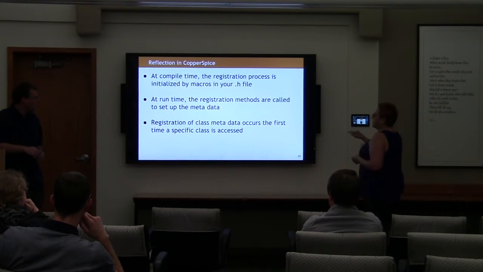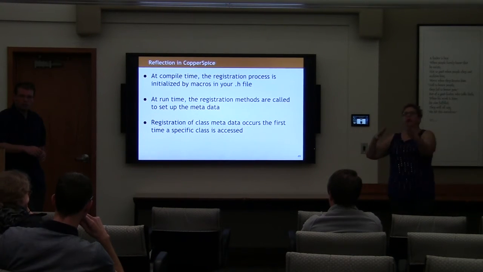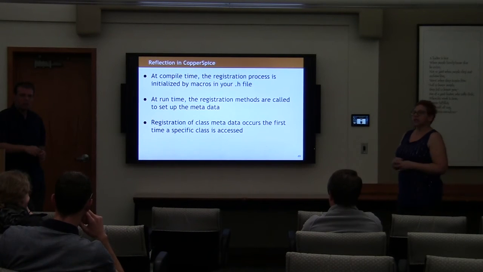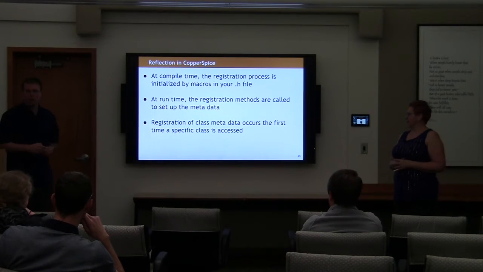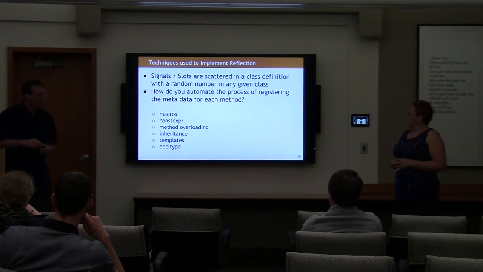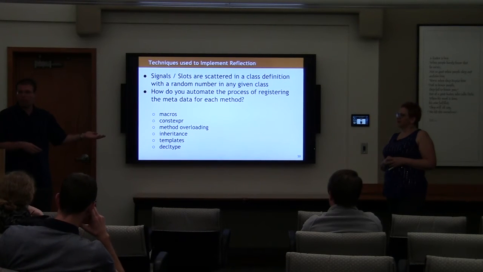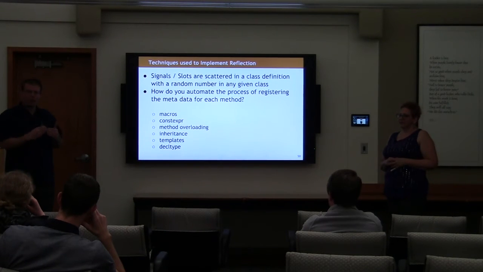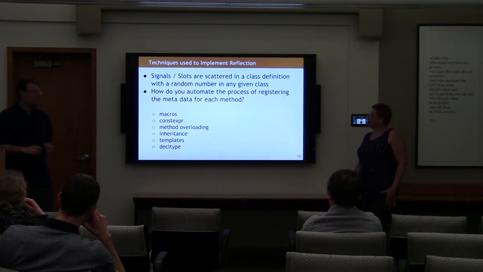The registration of this metadata occurs the first time any particular class, whether it's QPushButton or QTreeView, is instantiated. So we can do this registration in a lazy fashion and not have to pay a high startup cost. But the problem is, you have signals and slots all over your class definition. They're in unpredictable places. Some of them are public, some of them are private. They're in no particular order. There's no naming scheme to them. How do we somehow capture information about each one of these macro invocations so that we can then register data?